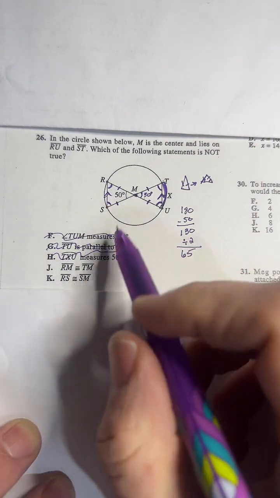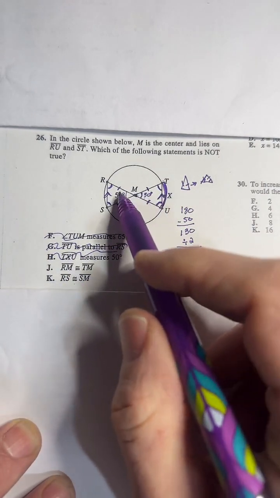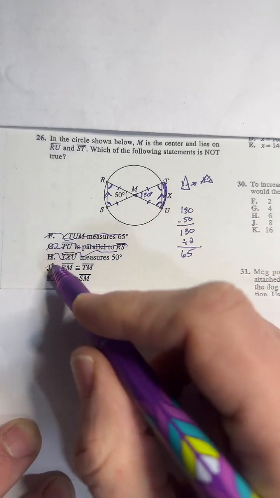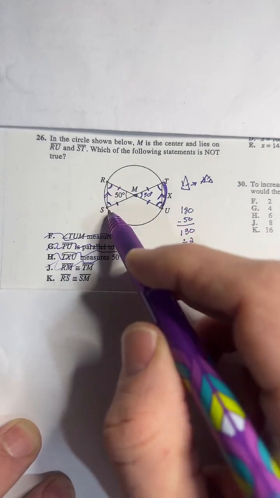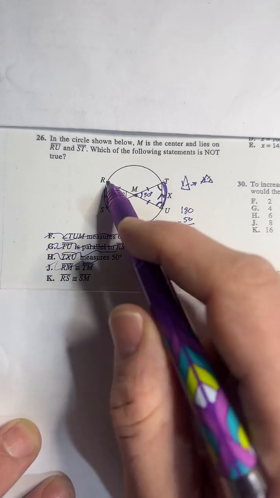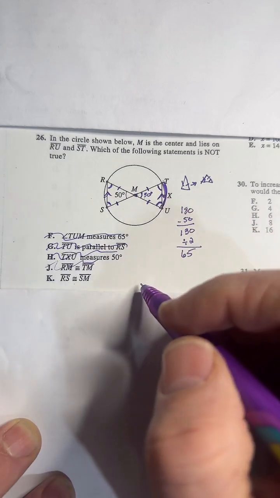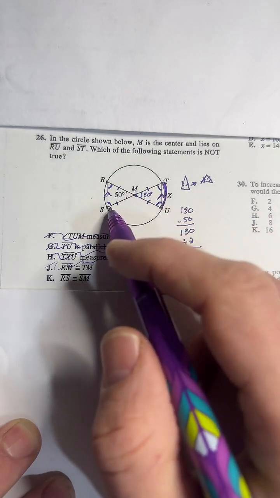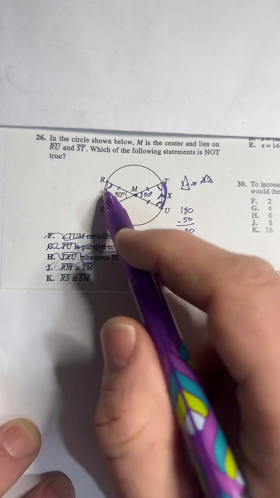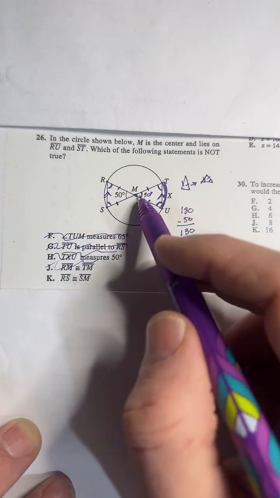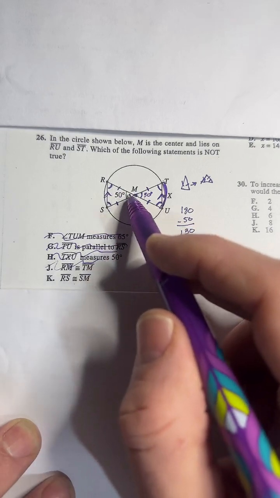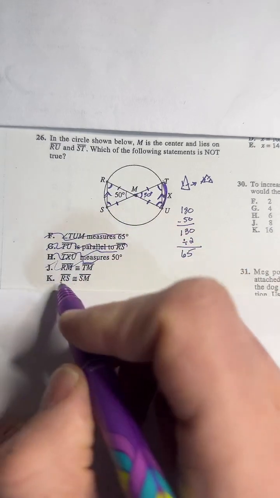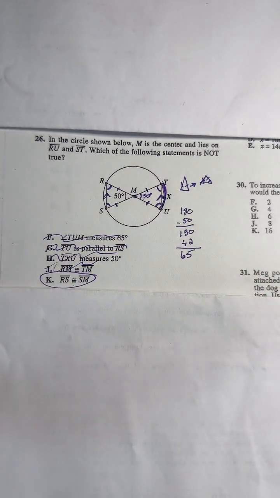RM is congruent to TM. We've already discussed that that one is true because those are radii. So we're left with RS is congruent to SM. Yeah, there's no indication that those two are the same. Could they be? Sure, but not in this situation because the only way RS and SM is congruent is if all of these angles were equal. If they were all 60 degrees, then we'd have an equilateral triangle. We don't have that, so K is false. Hey, I told you that one was the hardest.